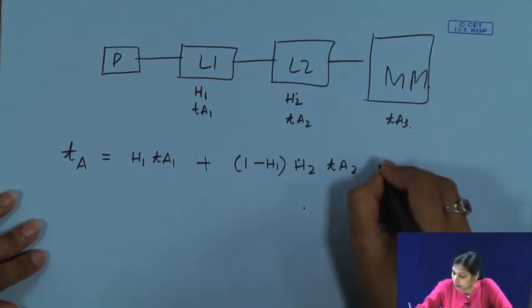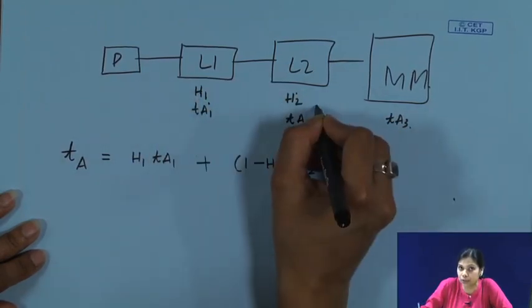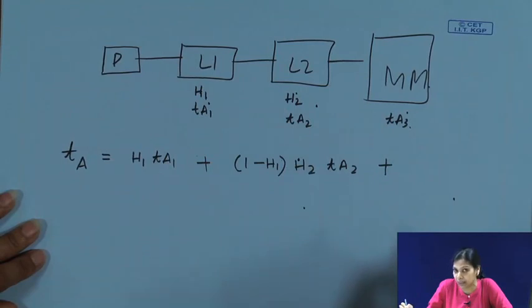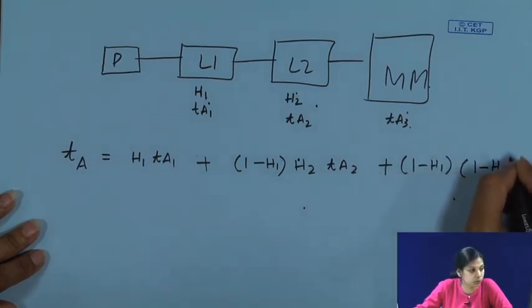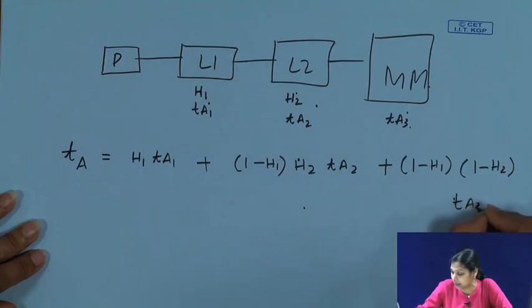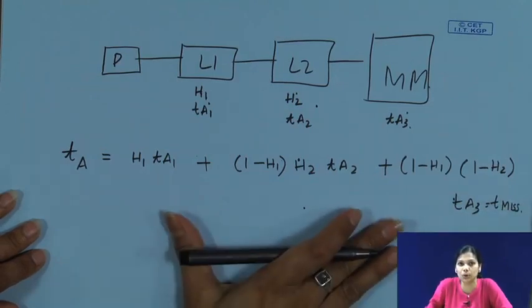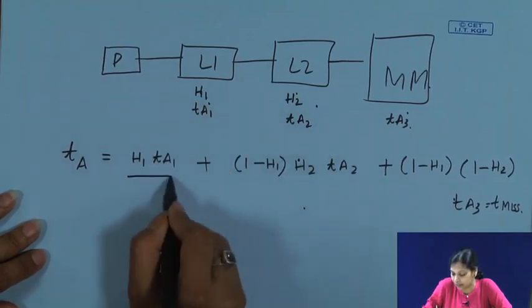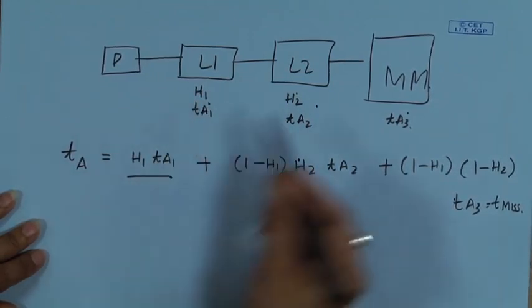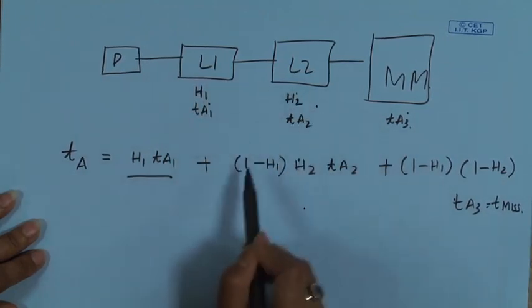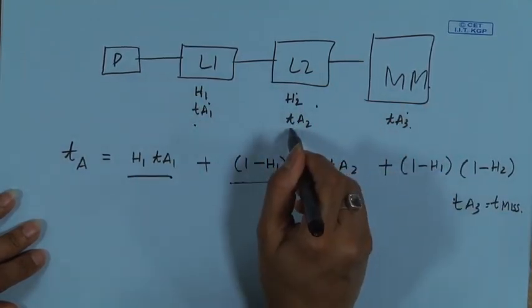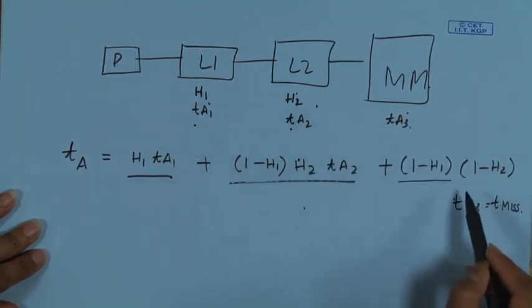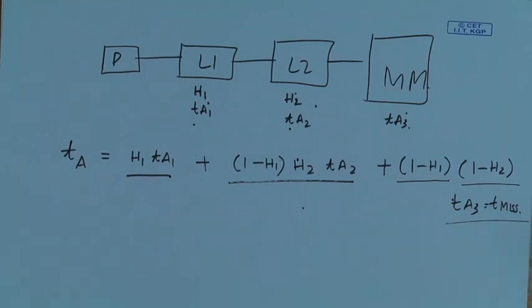Now, it is not found in L1 cache, not found in L2 cache, but found in main memory. So, 1 minus H1, 1 minus H2, this is TA3, or equivalent to this, it can be T miss. This is how we find out. We found it in here, we say it has been found here. We have not found it here, but we got it here, we say this. Now, we say that we have not found it here nor here, but we have found it here. So, in that case 1 minus H1, 1 minus H2, and this TA miss will be taken into consideration.